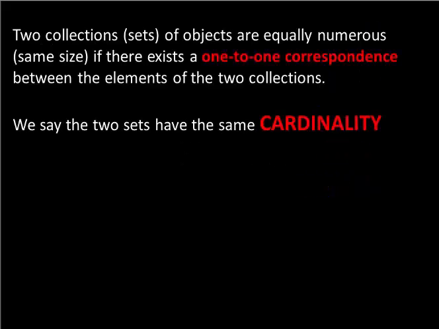Two collections or two sets of objects are equally numerous, in other words, the same size, if there exists a one-to-one correspondence between the elements of the two sets. We say the two sets have the same cardinality. So let me give you an example of comparing two sets without counting.